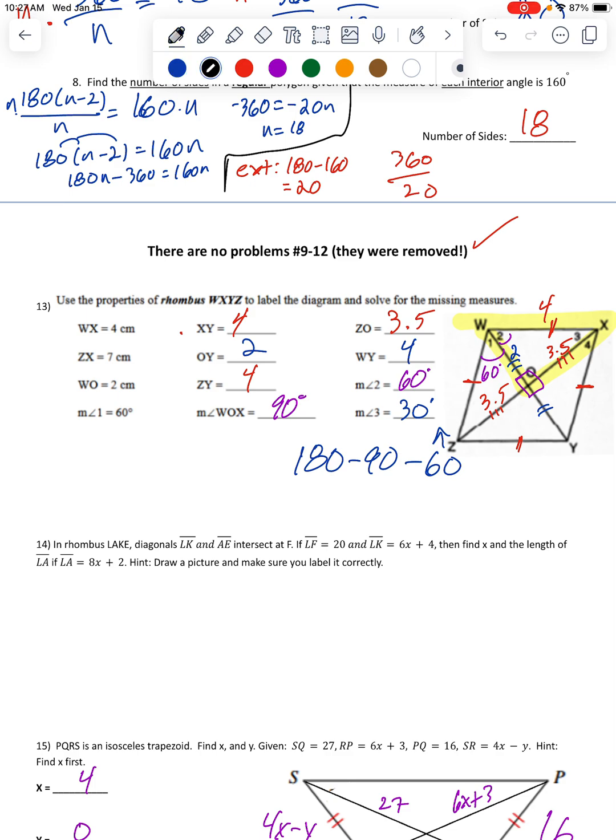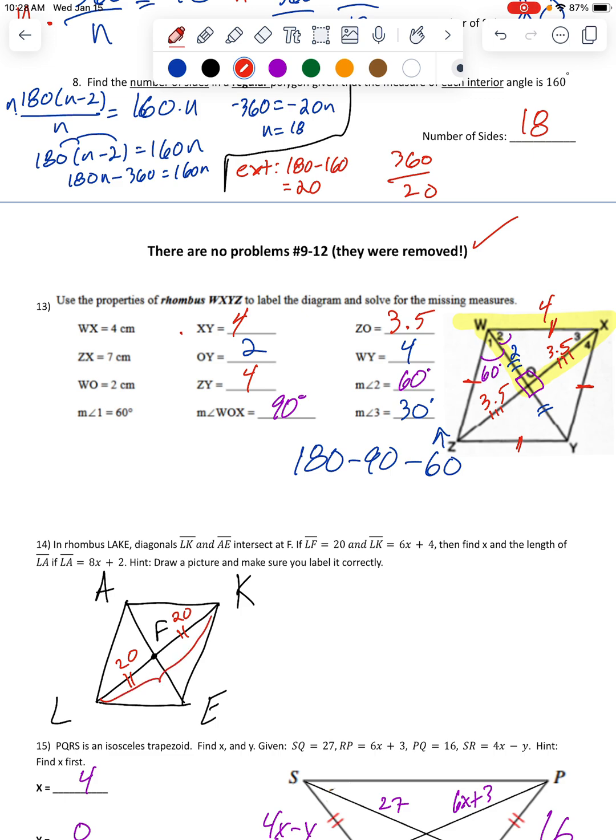So I'm going to draw my picture of a rhombus. Remember, how you label a quadrilateral matters. I can't just go random. I have to go in clockwise or counterclockwise order. So I'm going to go L, A, K, E, and they intersect at F. That just means the point in the middle is F. I know LF is 20, so that makes F to K also 20.